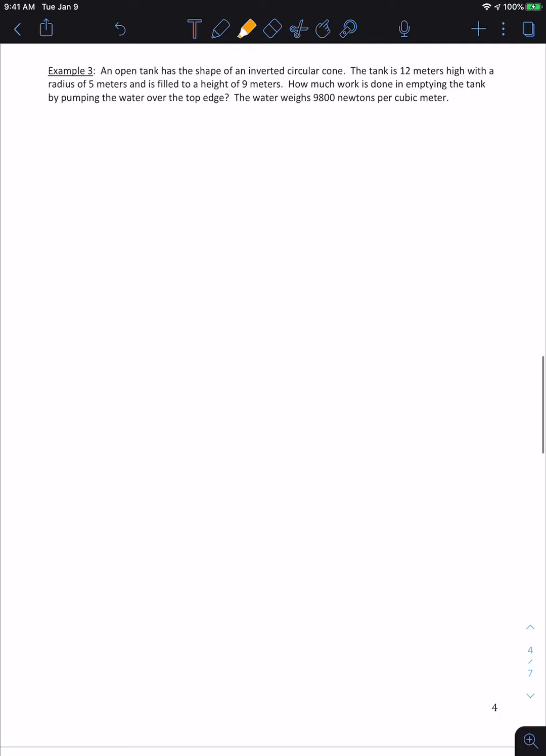Okay, so let's look at example 3 here. An open tank has the shape of an inverted circular cone. The tank is 12 meters high with a radius of 5 meters and is filled to a height of 9 meters. How much work is done in emptying the tank by pumping water over the top edge? And the water weighs 9,800 newtons per cubic meter. So first, let's draw a picture of what's going on here.